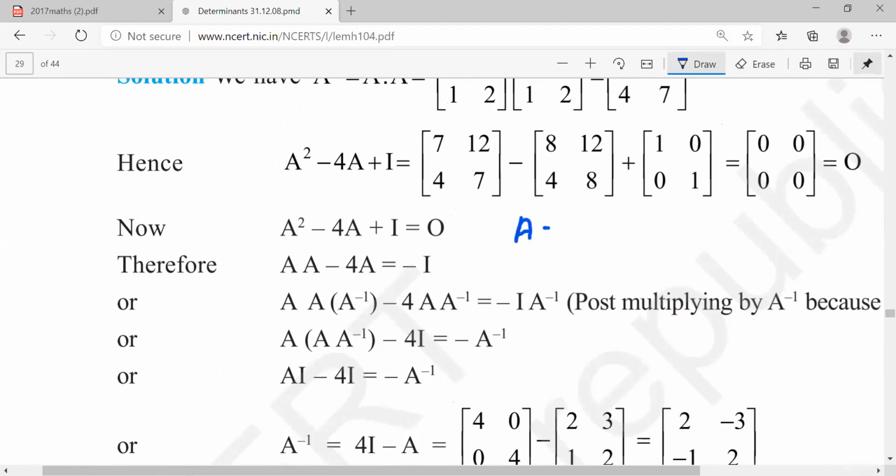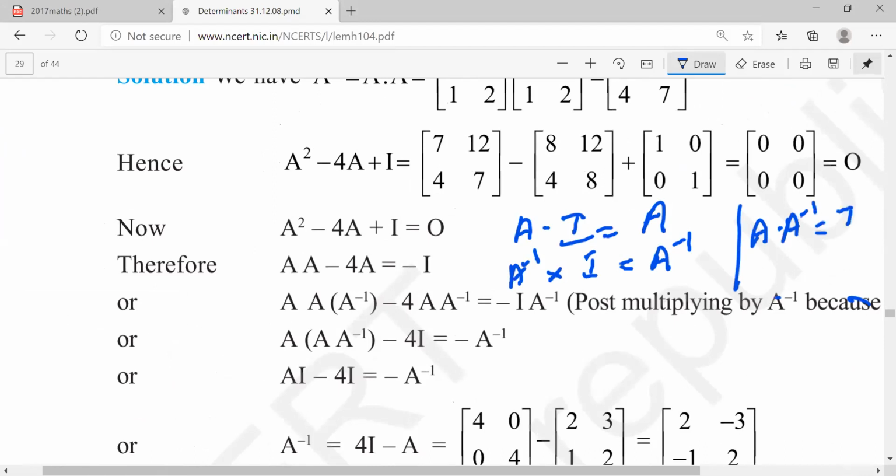A into I is equal to A. Anything into the identity matrix is that anything. So A inverse into I is A inverse itself, correct? And what is A into A inverse? I. That's all. A into A inverse is I. These are the requirements to do this question.